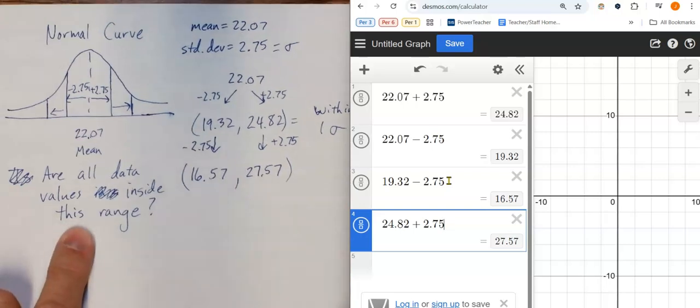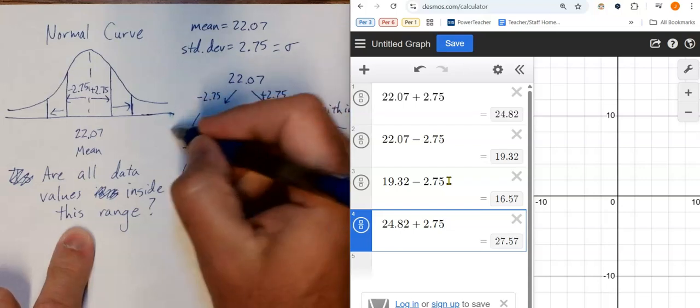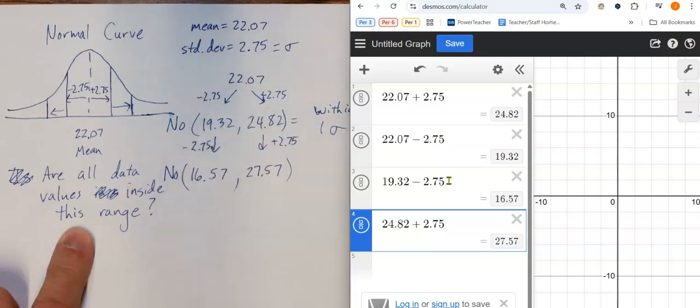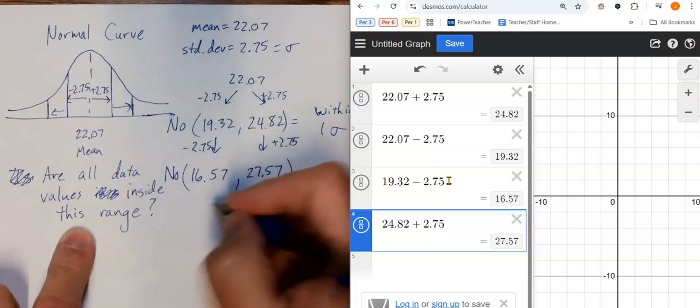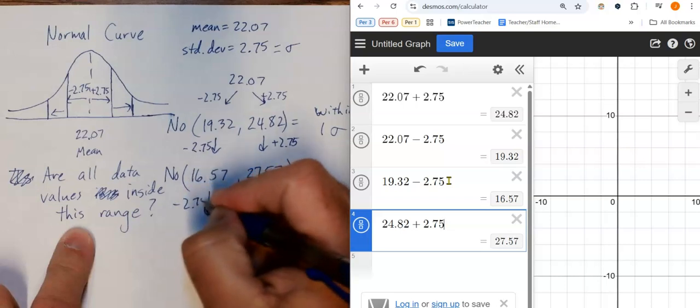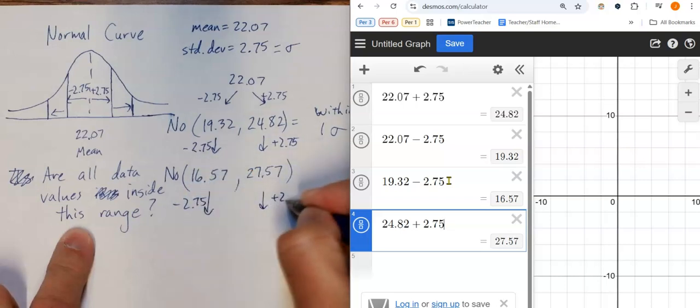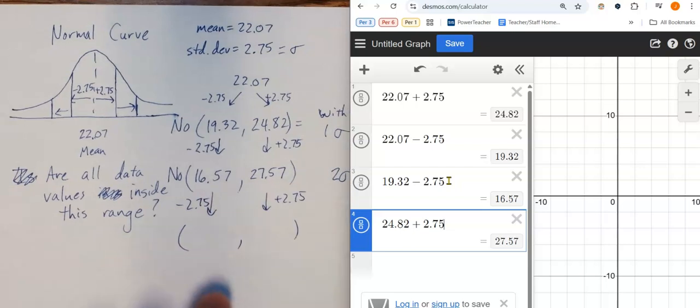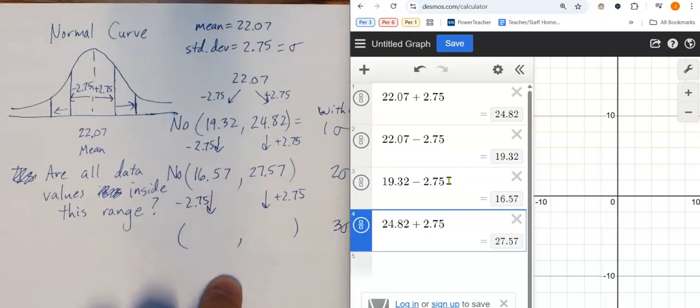Now I can ask the question again, are all data values inside this range? Because it was a no on this one. What about this one? Well, except for that $29 one. So that's still a no. So we need to do one more. Minus 2.75, plus 2.75. So this was 2 standard deviations, and we said no to that. So now we're checking 3 standard deviations.